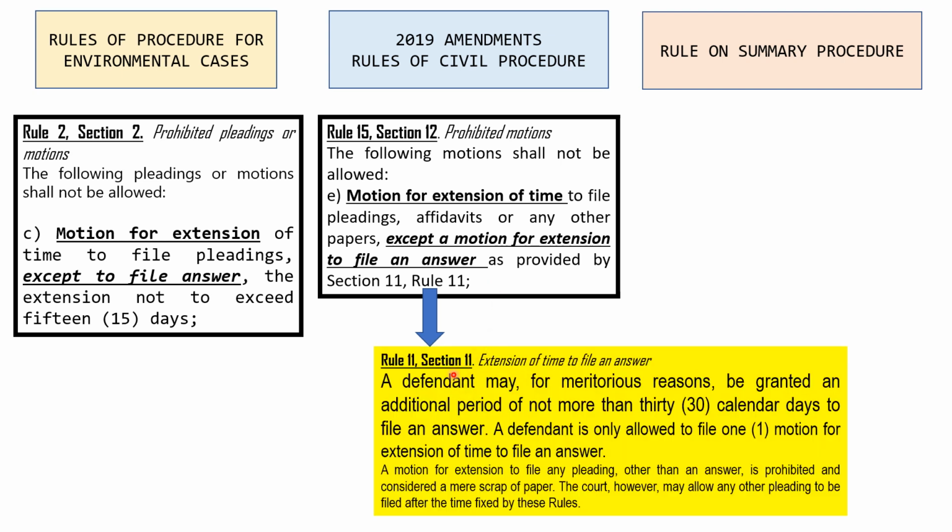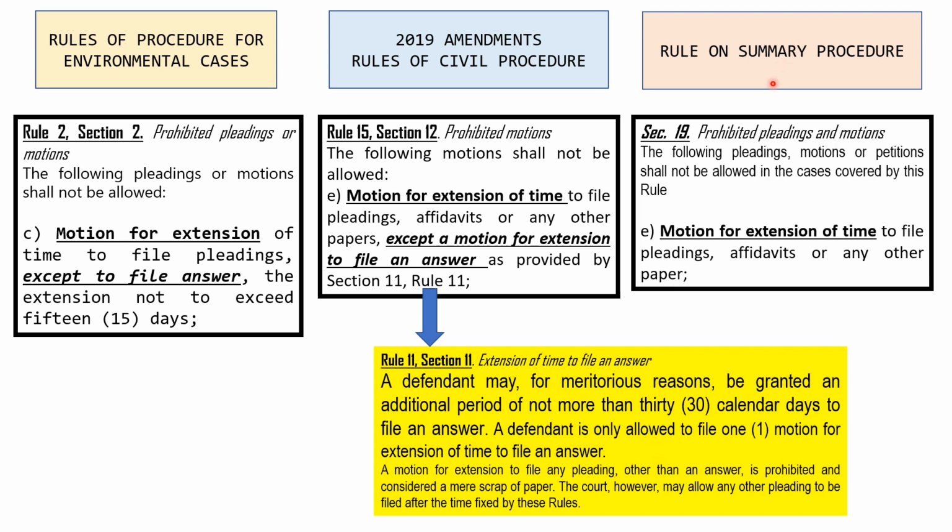Read your Section 11 of your Rule 11. A defendant may, for meritorious reasons, be granted an additional period of not more than 30 calendar days to file an answer. But just take note that he is only allowed to file one motion for extension of time to file an answer. And if you're going to compare that to your rule on summary procedure, sa rule on summary procedure, walang exception. Lahat ng motion for extension of time, not allowed, prohibited.